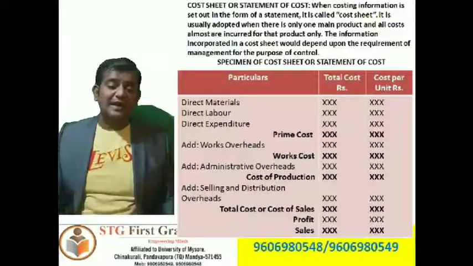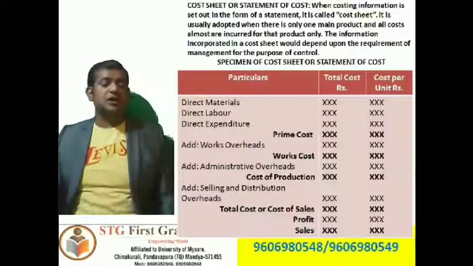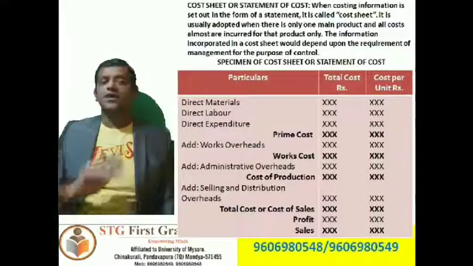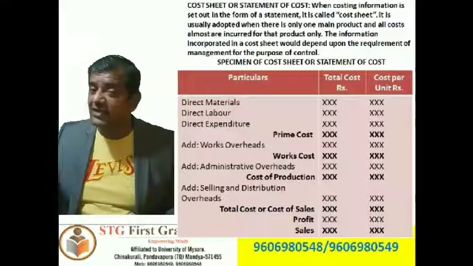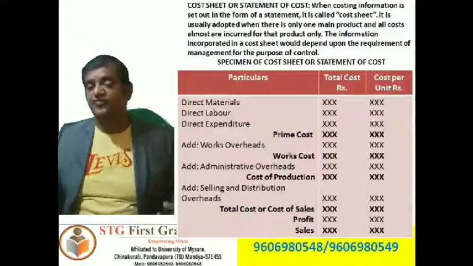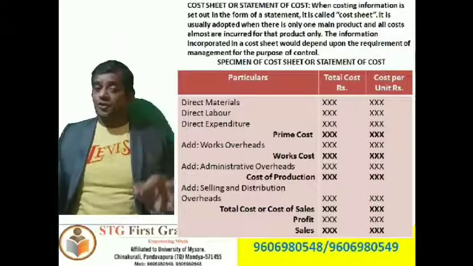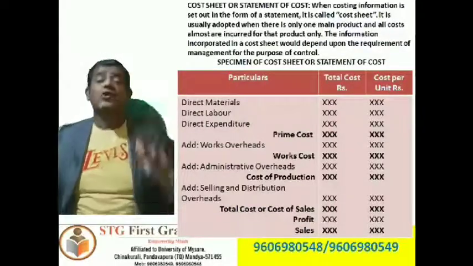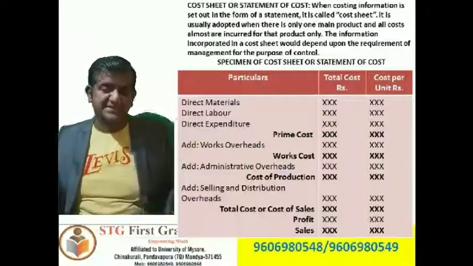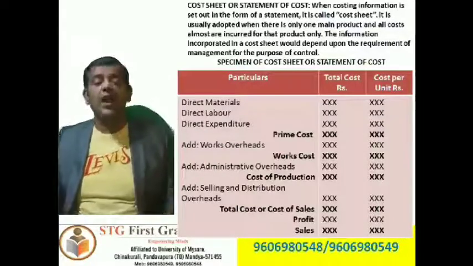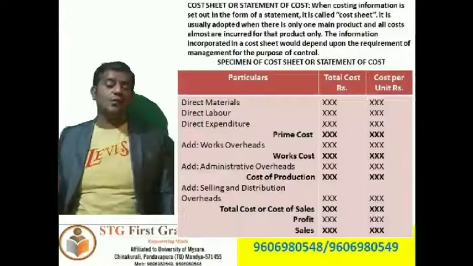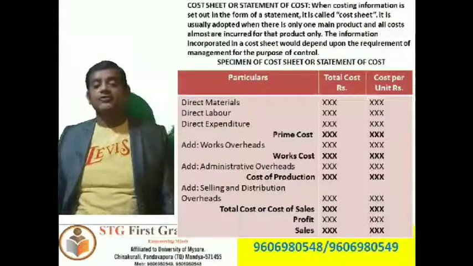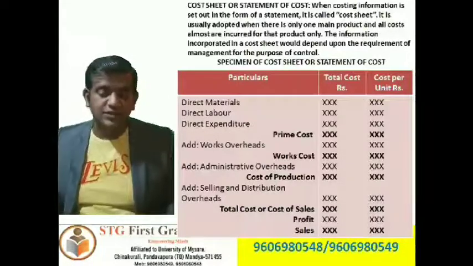Now to identify the total cost or cost of sales, you have to add selling and distribution overheads to the cost of production. So total cost, or cost of sales, equals cost of production plus selling and distribution overheads. So you get the total cost or cost of sales. Whatever you have got, that is cost of sales.